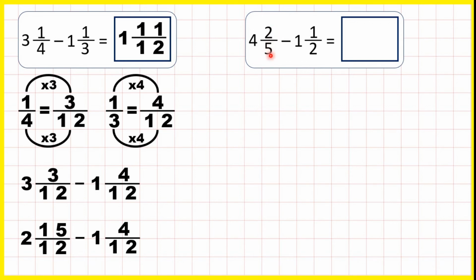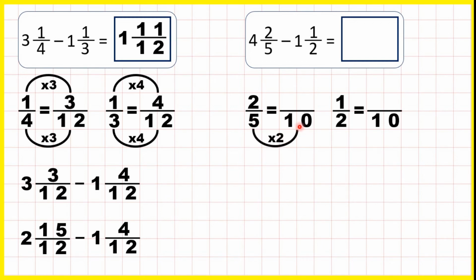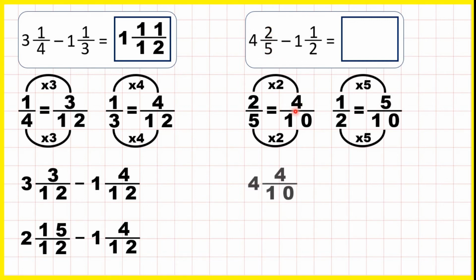Now 4 and 2/5 minus 1 and a half. So we need our fractions to have the same denominator. 10 is in both the 5 and the 2 times table, so we can use 10 as our common denominator. 5 times 2 is 10, 2 times 2 is 4, 2 times 5 is 10, 1 times 5 is 5. So we can rewrite our question. Instead of 4 and 2/5, we can write 4 and 4/10, and instead of subtracting 1 and a half, we can subtract 1 and 5/10.